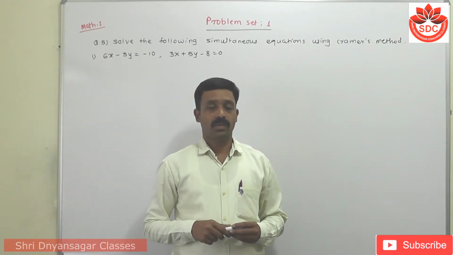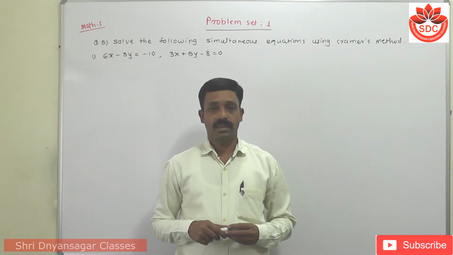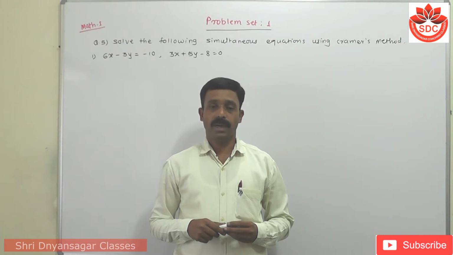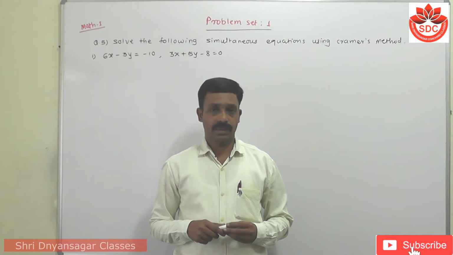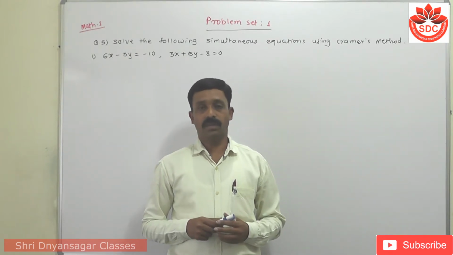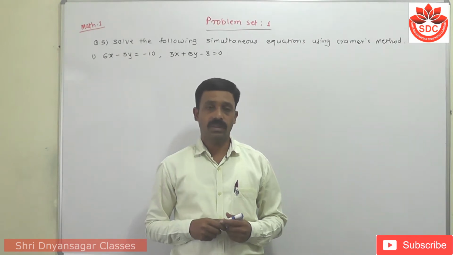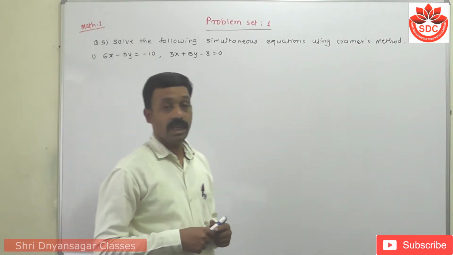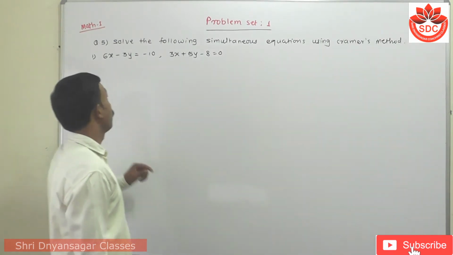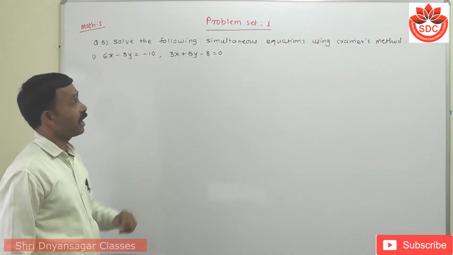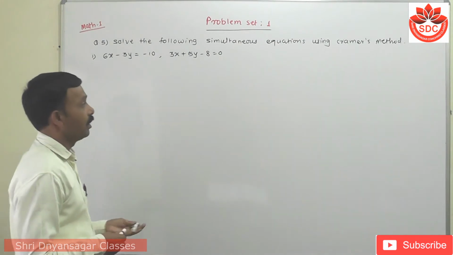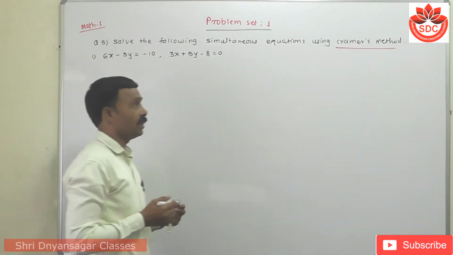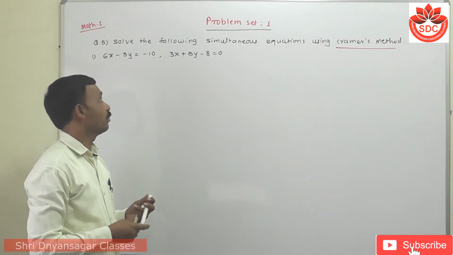Students, today we take the next questions of the problem set first of mathematics part first. Now the question number 5, which is a very important question. Question number 5 is: solve the following simultaneous equations using Cramer's rule, means Cramer's method. We can use this method to solve these examples.